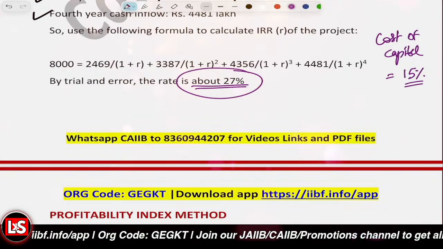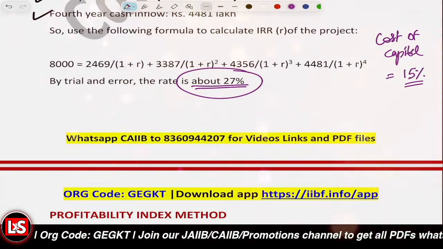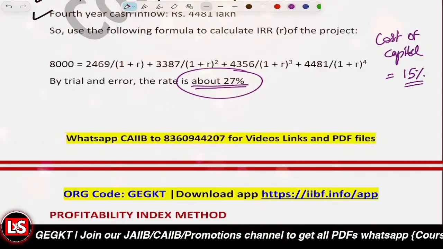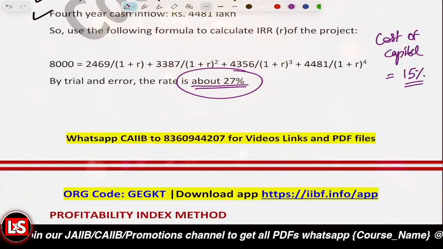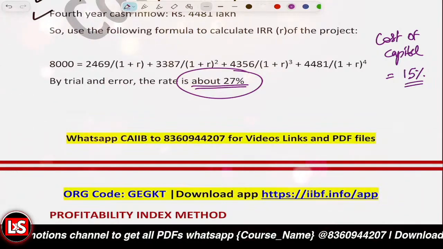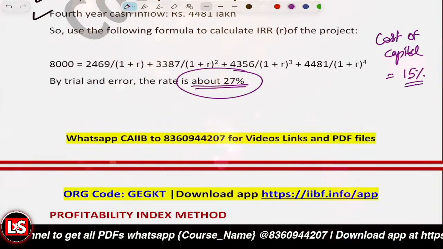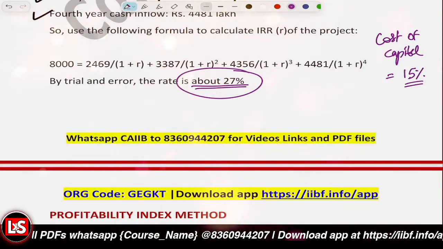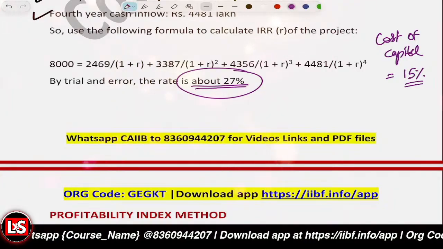Yes, definitely. Because you're basically having the cost of capital lower than the IRR, then you'll be undertaking the project. That's the rule. That's the complete rule. Okay.